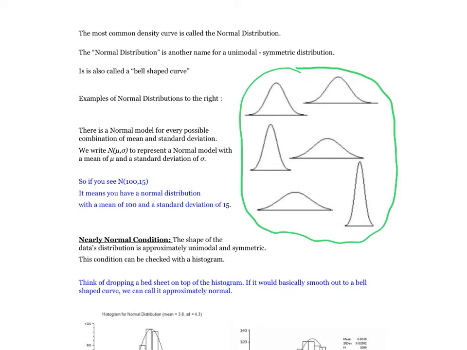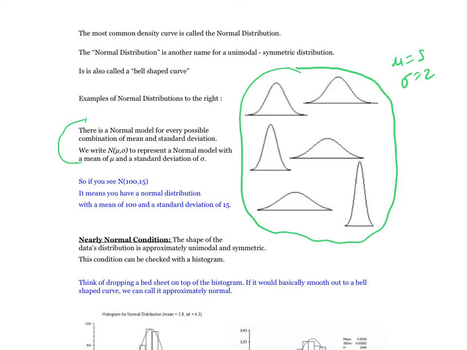You can think of it this way: there is a normal model for every possible combination of mean and standard deviation. So if you said, hey, I want a model with a mean of 5, standard deviation of 2, I could draw that. Or a mean of 100, standard deviation of 1,000, I could draw that. Any two numbers you could throw in for the mean and standard deviation, and there's a normal distribution that I could draw based on that information.